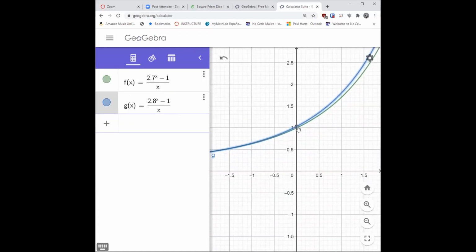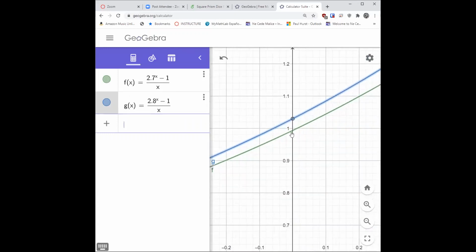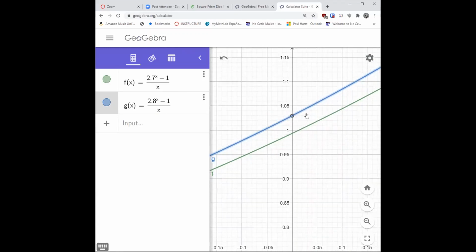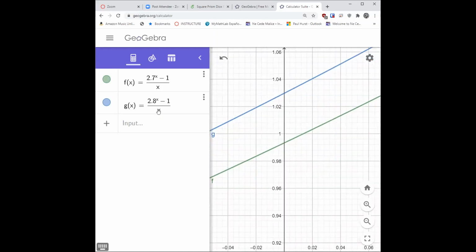So what you can do is just zoom in on the graph right here, and this one's recognizing that it's got a removable discontinuity there. Same thing with that one. Okay, because when x is 0, then the denominators there are both 0, right?